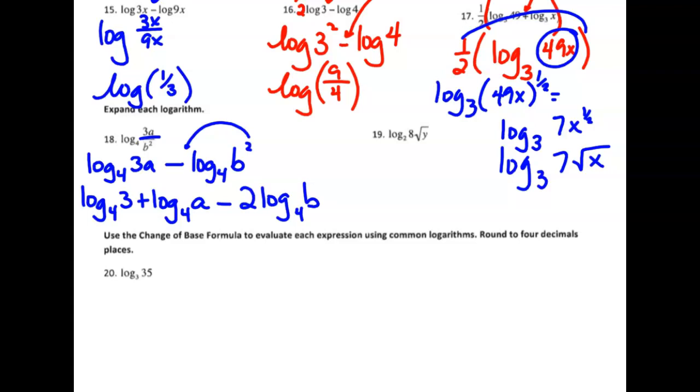Number 19, again, we're looking at a base 2. We have a product, 8 times the square root of y, and that square root symbol is also a fraction power, a 1/2. So we have log base 2 of 8 plus log base 2 of the square root of y. Now the square root of y means a 1/2 power, so I'm going to pull that 1/2 in front of log base 2, and it becomes just 1/2 log base 2 of y.